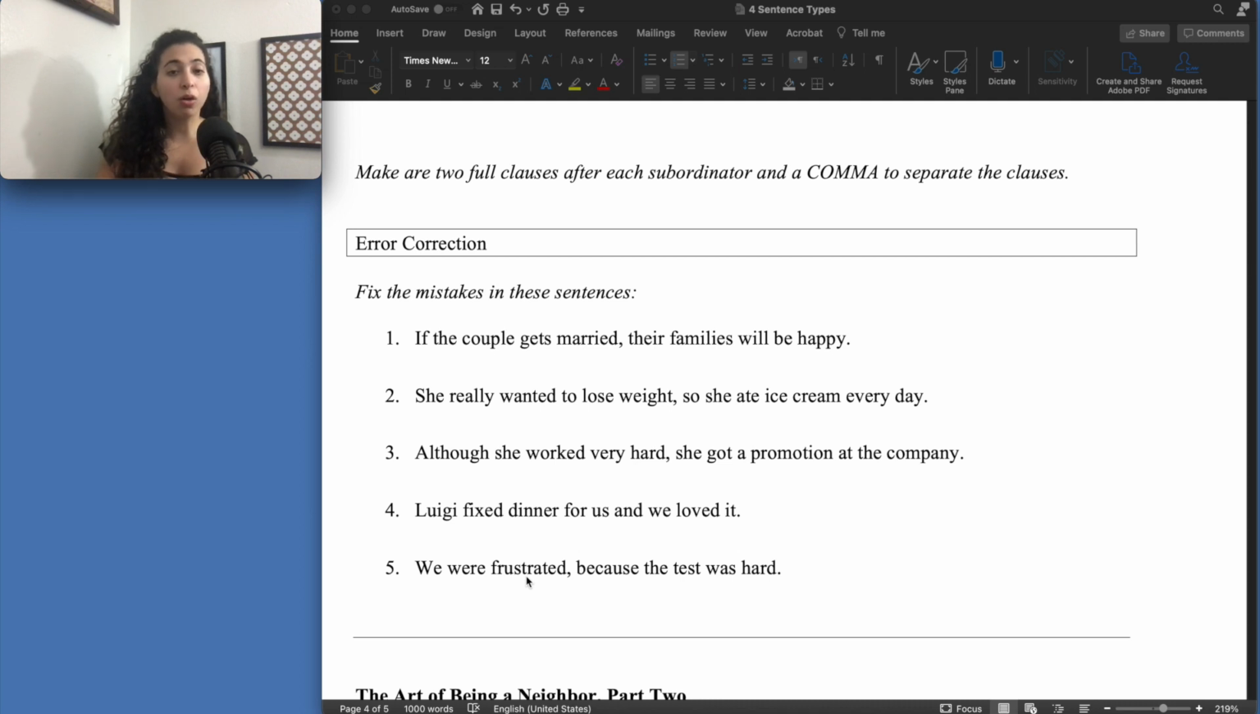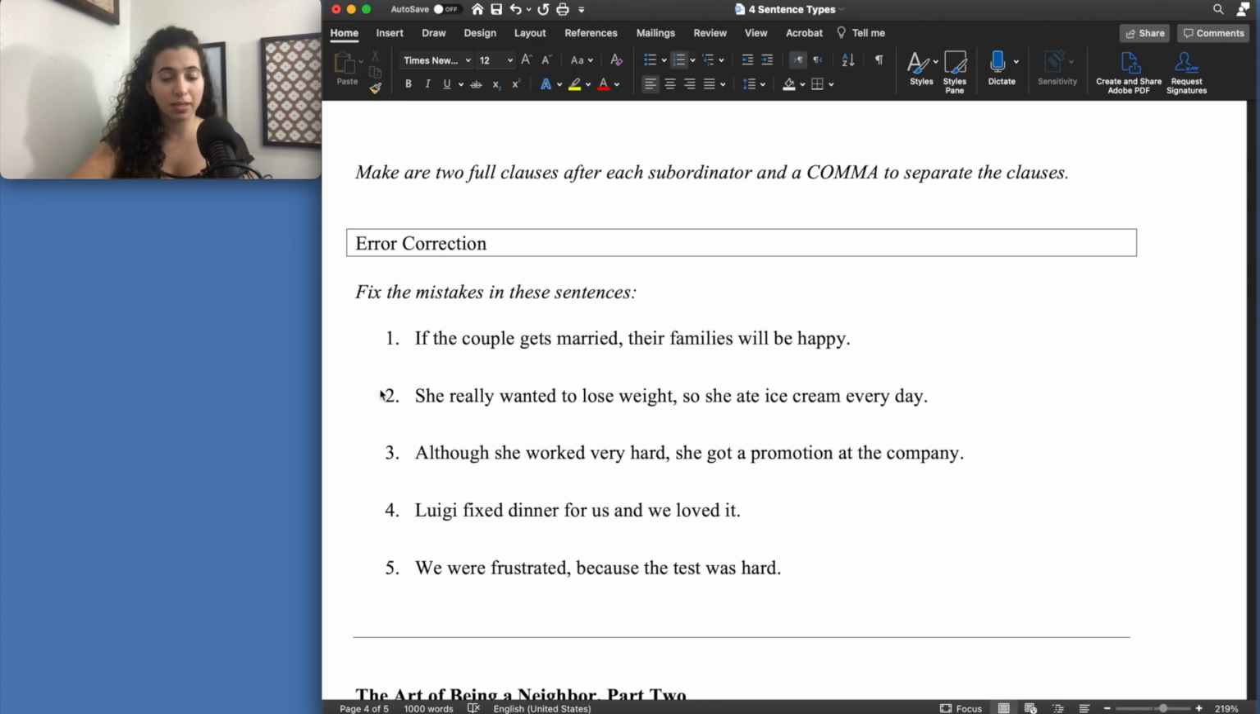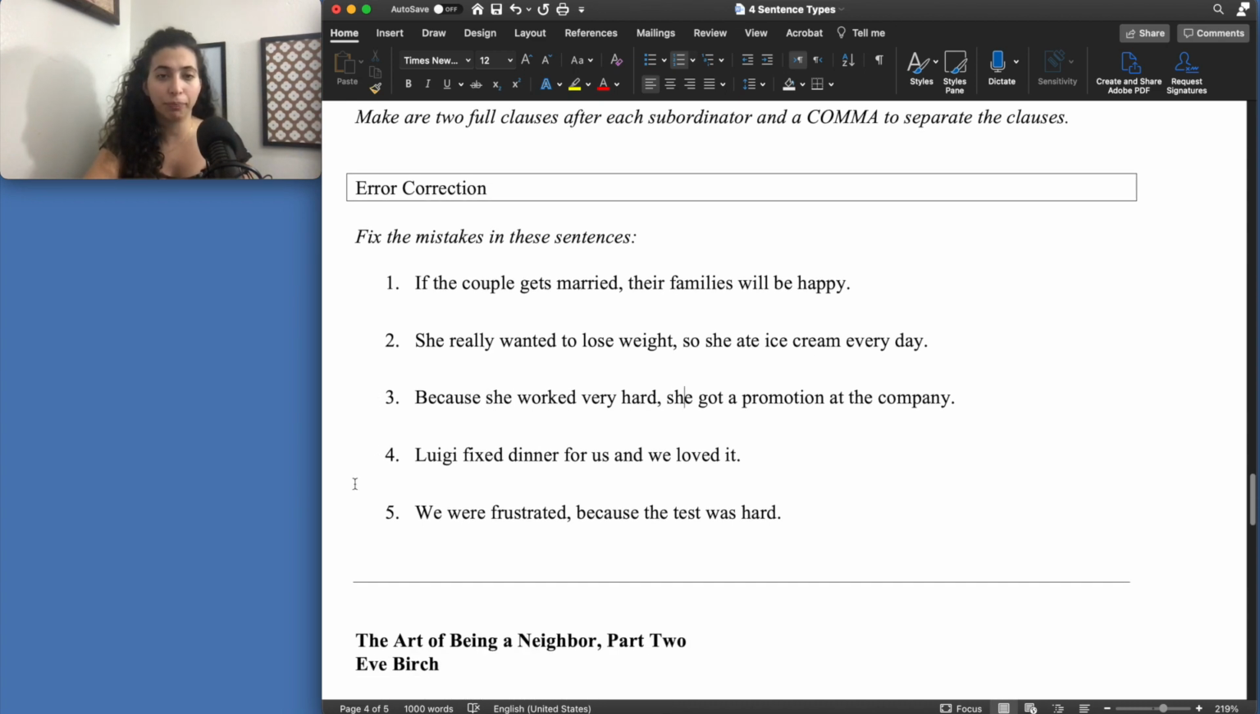Okay, although she worked very hard, she got a promotion at the company. Now the error is not grammar nor is it a sentence type. The error is that when we use although, it means the opposite. So it would be, although she worked very hard, she did not get the promotion. Or we can say, because she worked really hard, she got a promotion at the company.